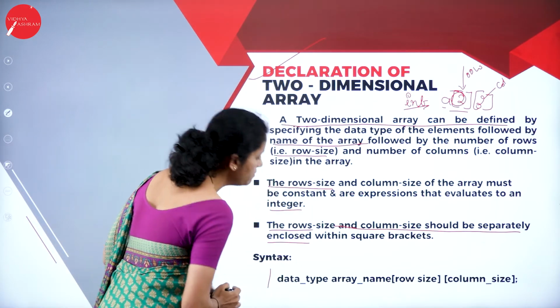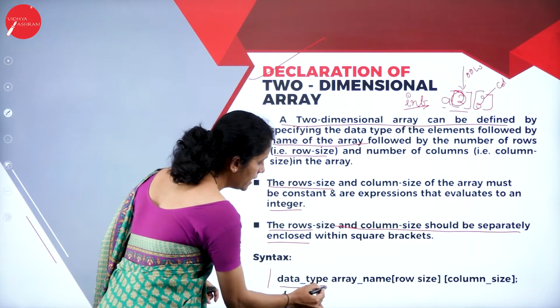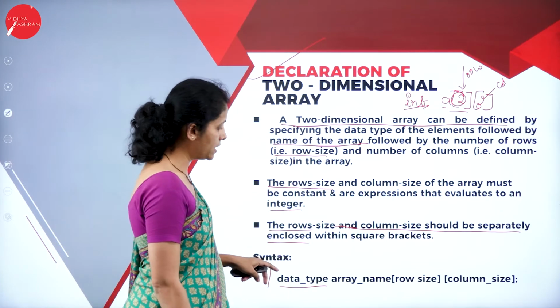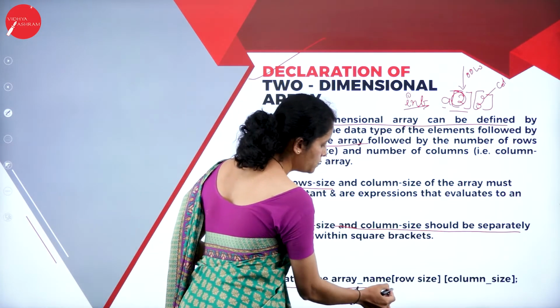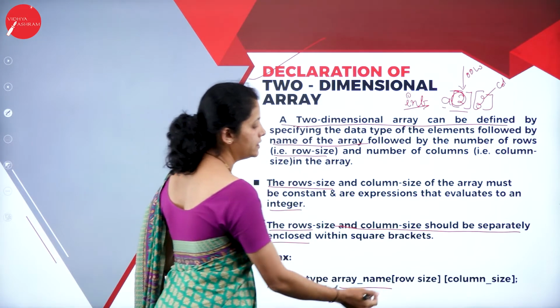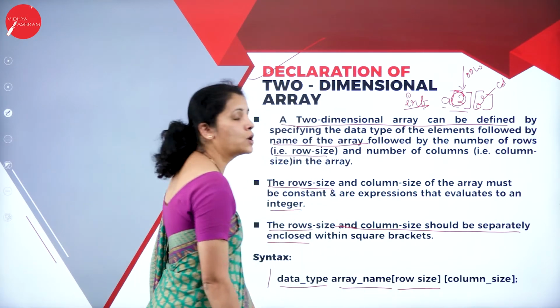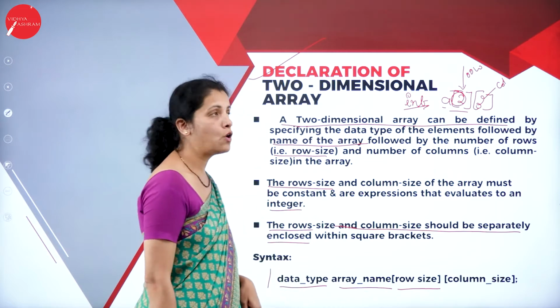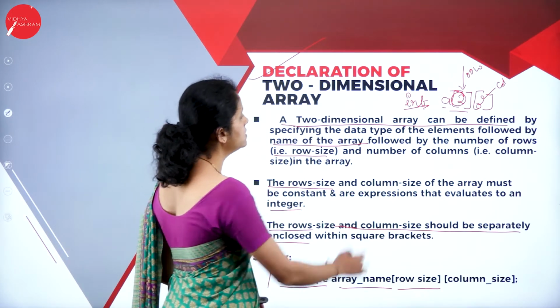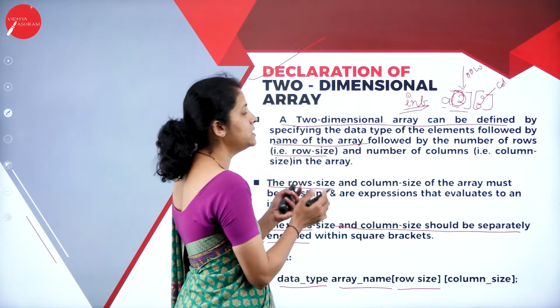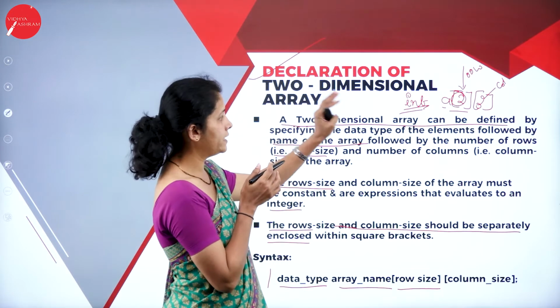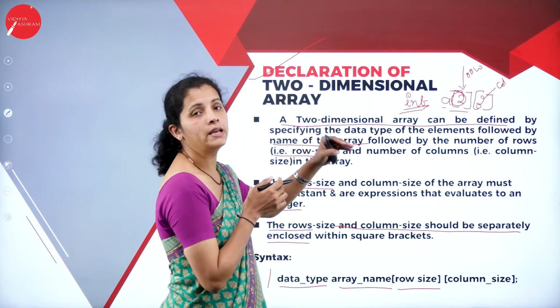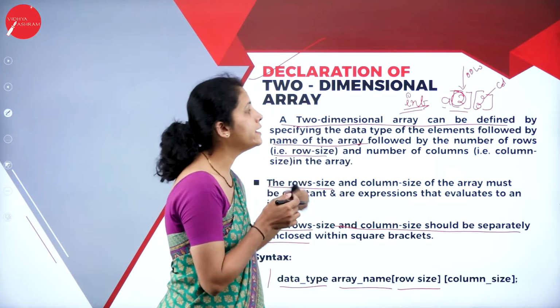Here I'm going to have the syntax, that is, at the beginning I'm going to have the data type, then I'm going to specify the array name, then I'm going to specify the row size as well as column size. And this is the example. That means first I'm going to write the data type. Here the data type may be integer, float, character, etc.